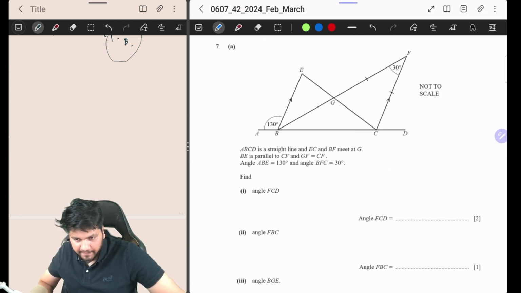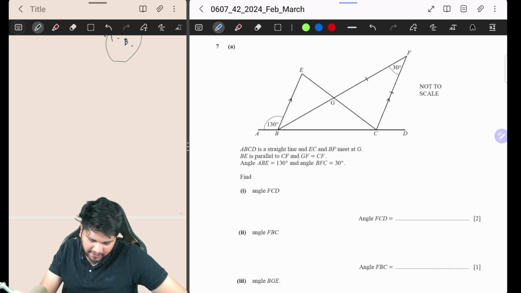Now next question. ABCD is a straight line. EC and BF meet at G. Angle ABF is 130 degrees. Angle BFC is 30 degrees. Find angle FCD. So this is the angle they are asking.